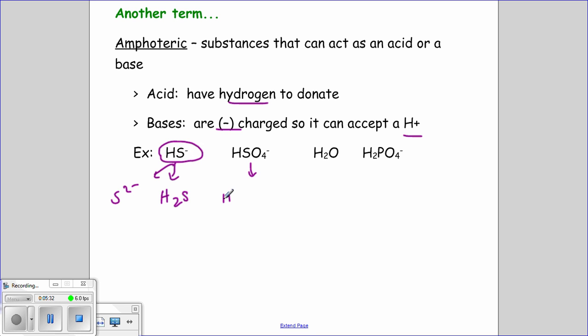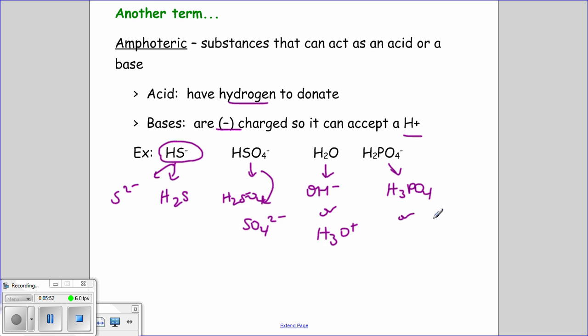This has the ability to make H2SO4 by gaining, or make SO4 2- by losing another proton. Water can become OH-, which is hydroxide, or H3O+, which is hydronium. And then this last one can either become H3PO4, or HPO4 2-, or PO4 3-. So this one's got a lot of possibilities.